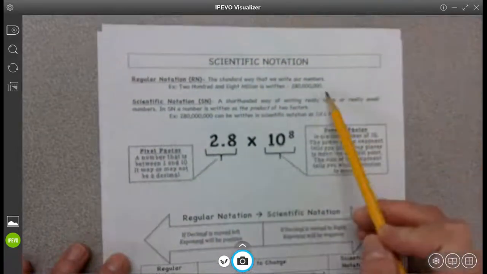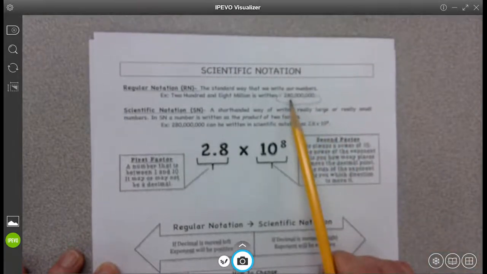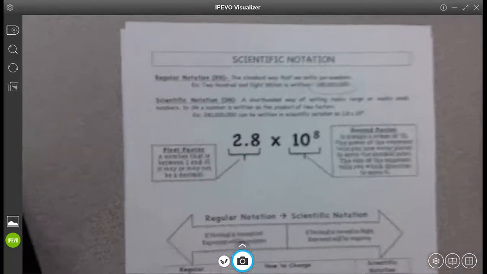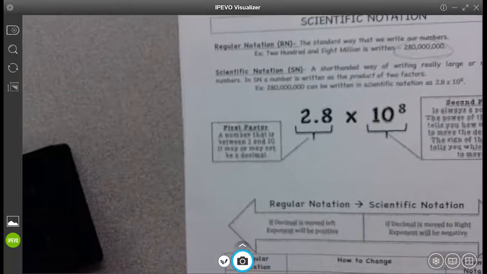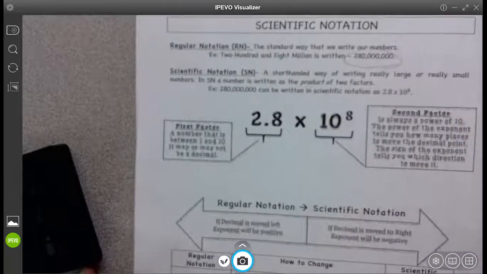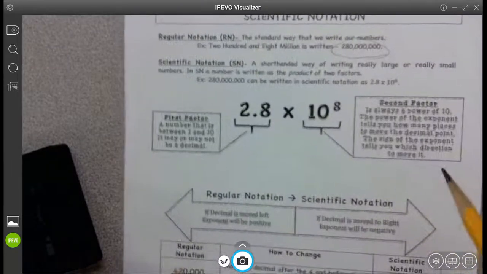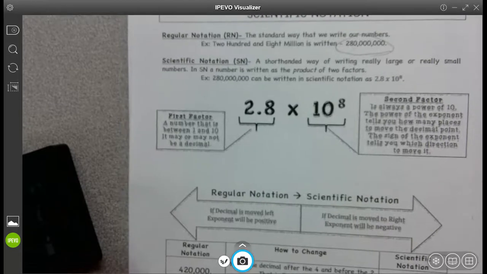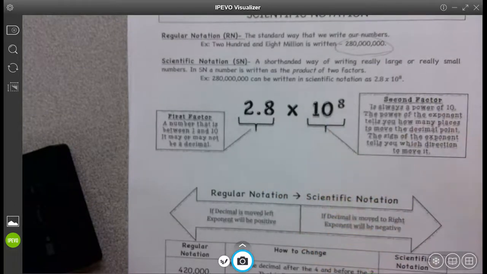When we have really big numbers, like 280 million, the standard way to write it is to write it all out. Scientific notation is just a shorthand way of writing a really large or really small number. In scientific notation, a number is written as the product, because they're being multiplied, the product of two factors. Example, 280 million can be written in scientific notation as 2.8 times 10 to the 8th.